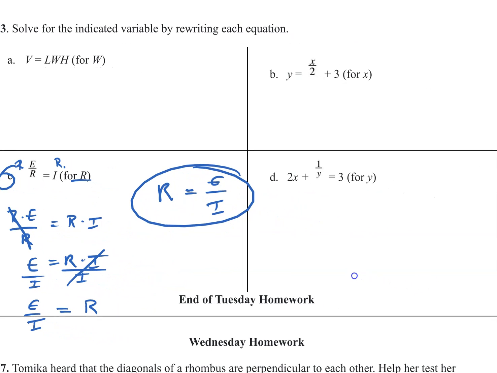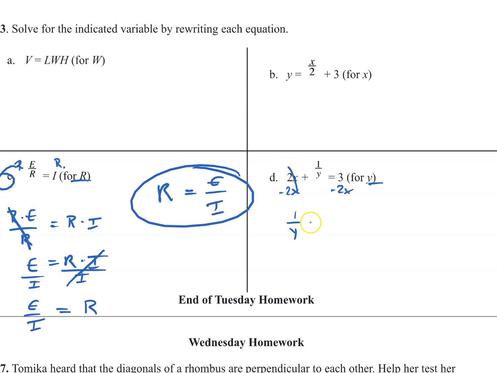Alright, now let's do one of these fraction ones. Let's do D. I'm going to be strategic with D, and I have a fraction right here. Before I get rid of the fraction, I'm going to take away 2x from each side. So that's 1 over y equals 3 minus 2x. Now to solve for y, I have a fraction, so I'm going to multiply both sides by the denominator. On the left-hand side, y times 1 over y is just 1, equals, on the right-hand side, I'm not going to distribute the y yet. I'm just going to make a note that this is 3 minus 2x, all of that times y.